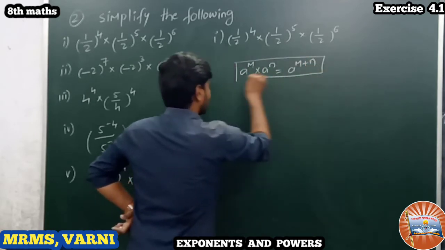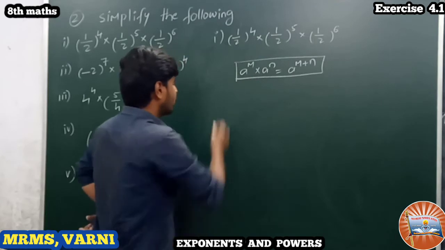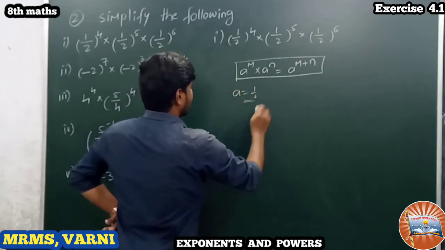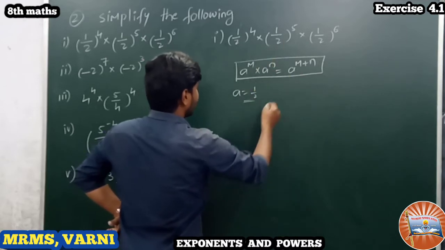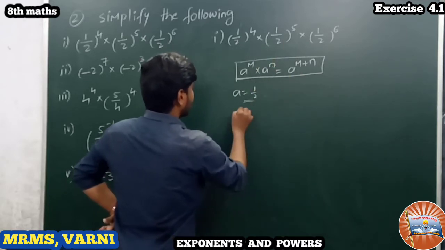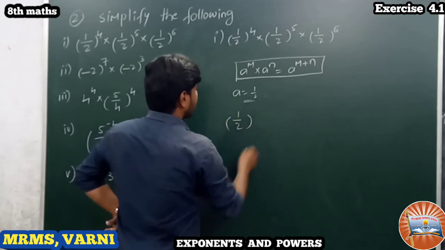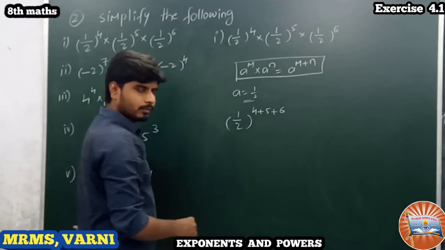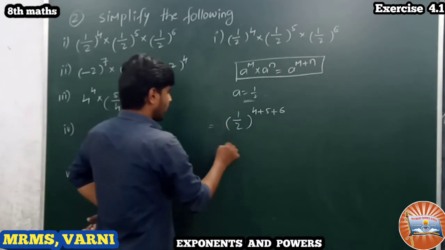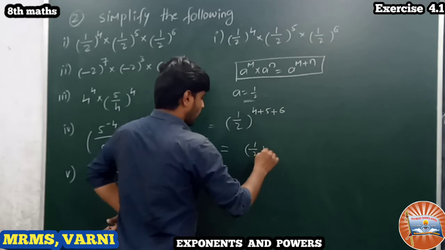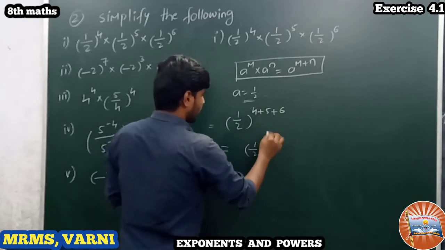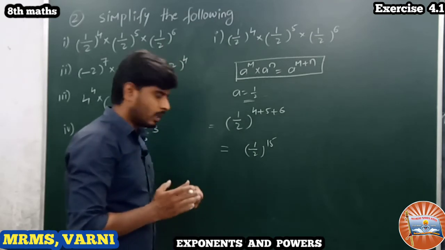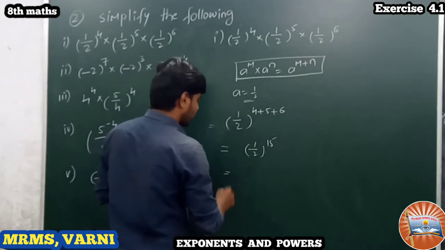Using this law we can write, a = 1/2 here, m + n, with one more exponent extra here. This becomes (1/2)^(4+5+6). Is it clear? Yes. What can we write? (1/2)^(10+5), it is 15. We can stop here, or else we can simplify one more step.